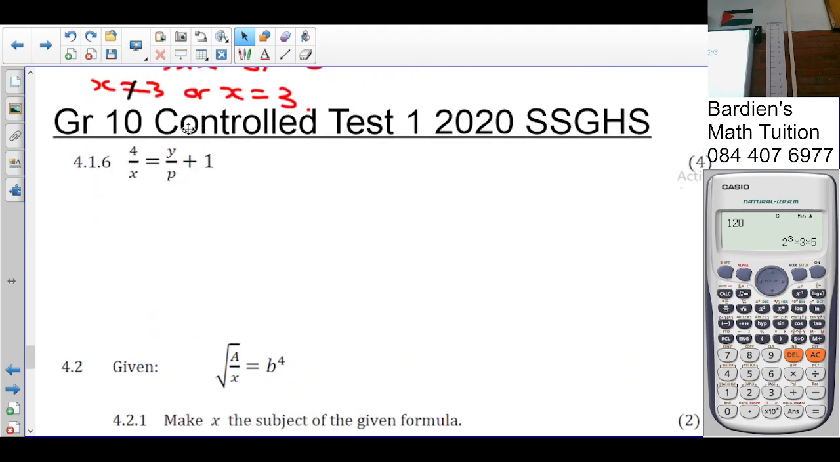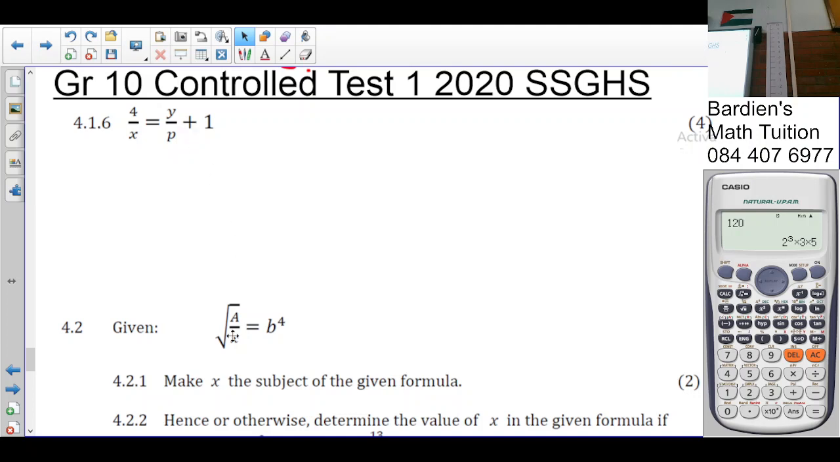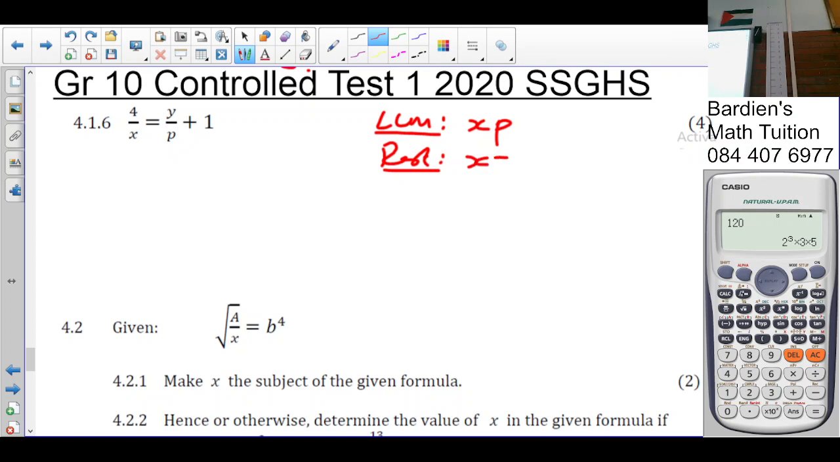Next, let's carry on. So here we are told again solve for x. So what's your LCM here? xp. What's my restriction? X can never be equal to 0 as well as p can never be equal to 0. Right, so what must x be multiplied by? P. What must p be multiplied by? X. What must 1 be multiplied by?